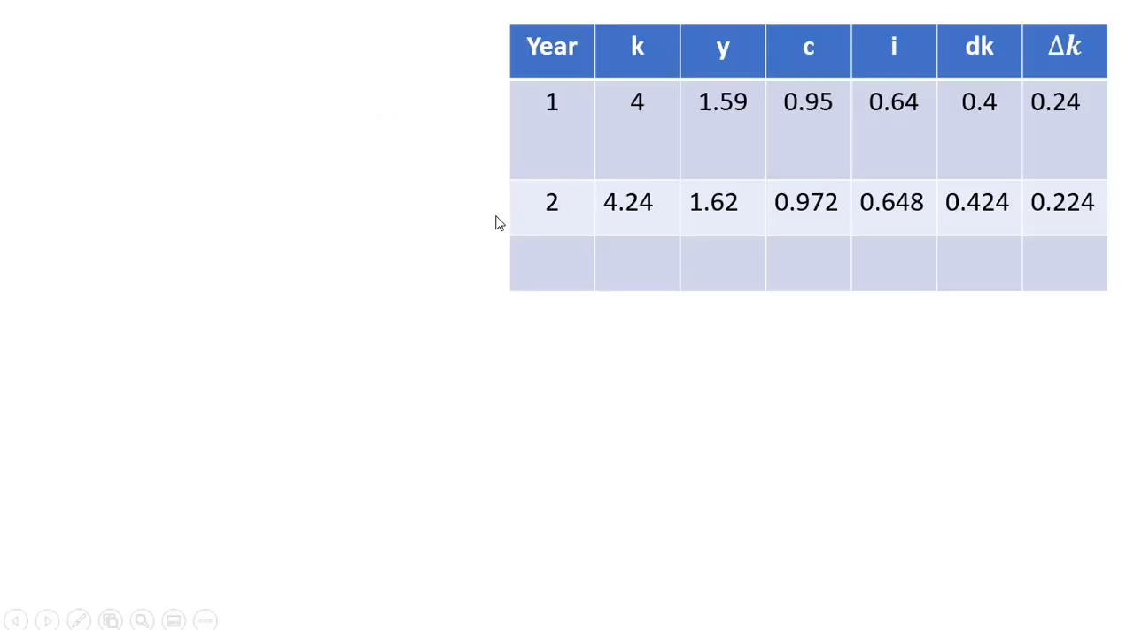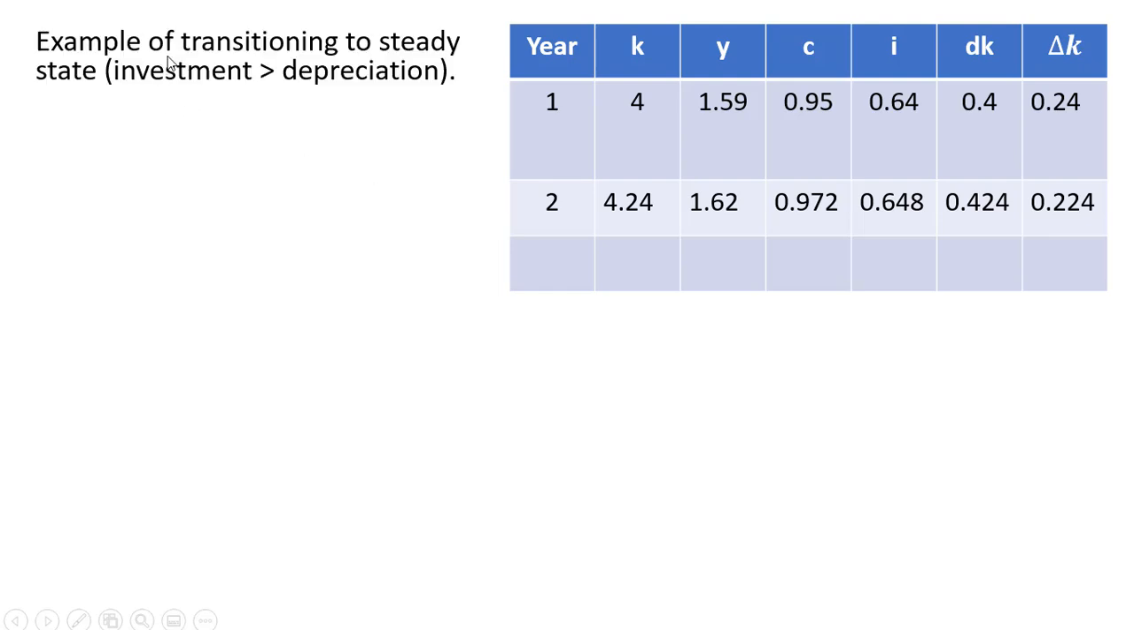Let's take a look at these ideas numerically. So we're going to look at the example of transitioning to a steady state. In this case, investment will exceed depreciation. So let's start with this production function, again on a per worker basis, and let's say k equals 4. So if k equals 4, as we have in the table, we're going to see that y equals 1.59.